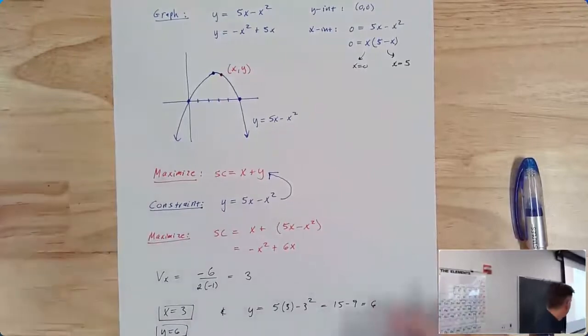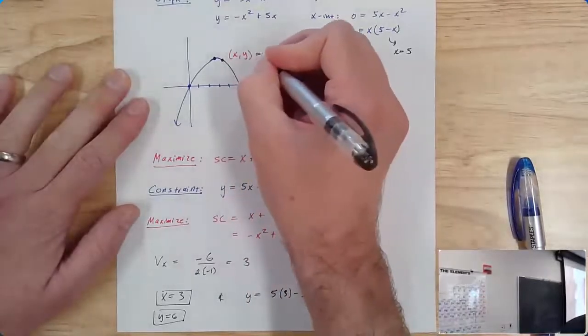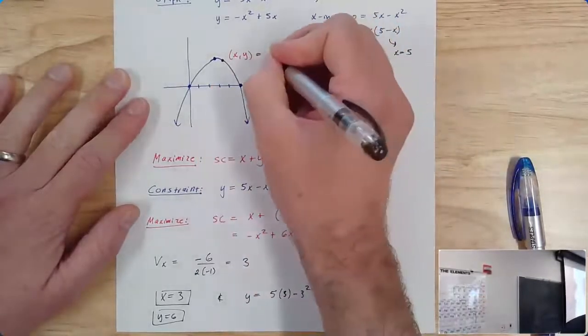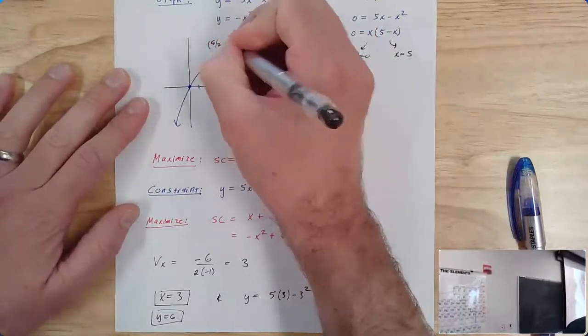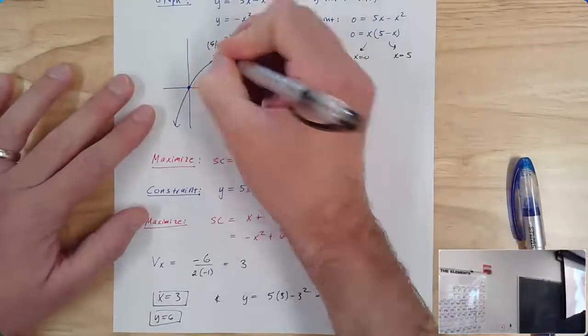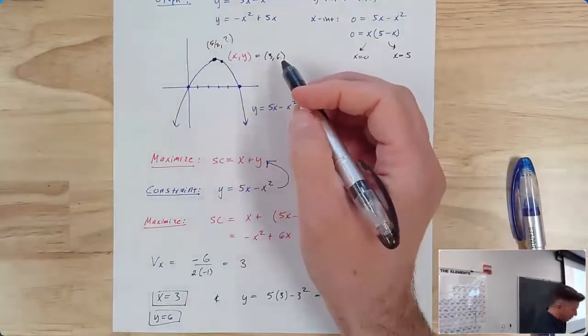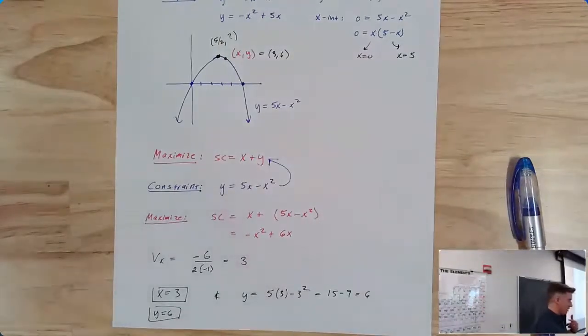So that point on the graph, 3, 6, which looks like where I plotted it, which is not the vertex, right? The vertex is 5/2, something. That's the vertex there. The point 3, 6 is the point on this parabola that maximizes the sum of the coordinates. And now here's an easy question to answer. What is the sum of those coordinates? 9, right? 3 plus 6, 9.